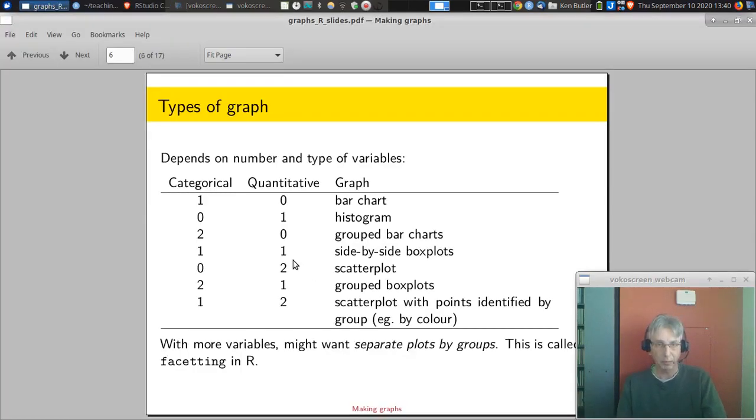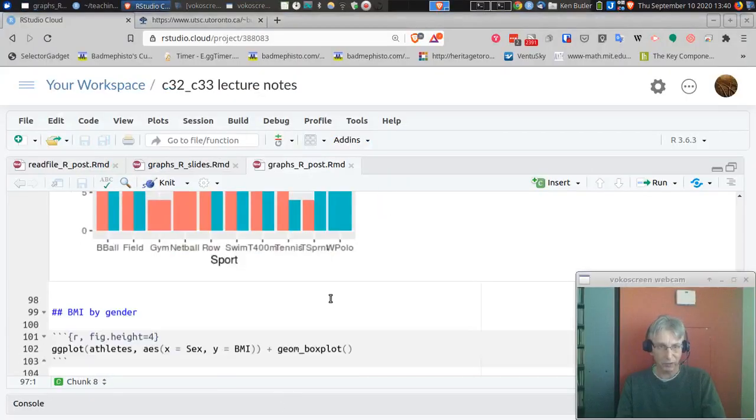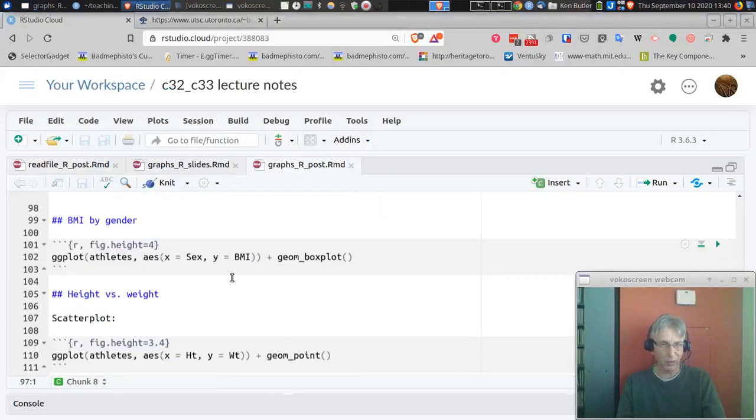Box plots. Box plots you know about. Box plots are very friendly things when you have one categorical and one quantitative variable. So, let's dig out one of those. Body mass index by gender. So, gender is male and female, that's categorical. Body mass index is a number, so we want to make a box plot out of that because we have one of each, or so a pair of box plots, I suppose.